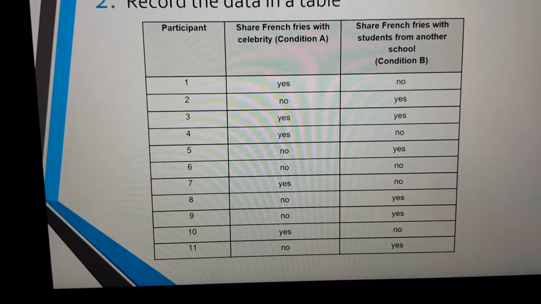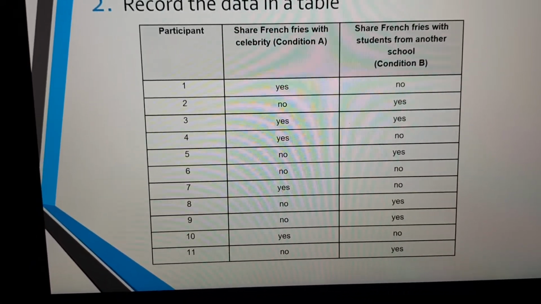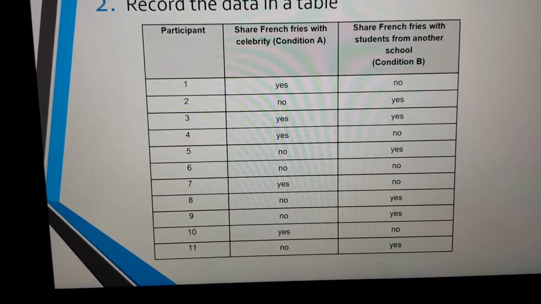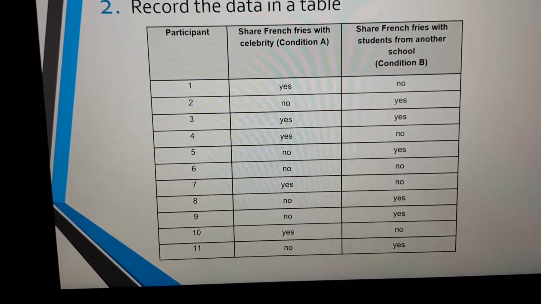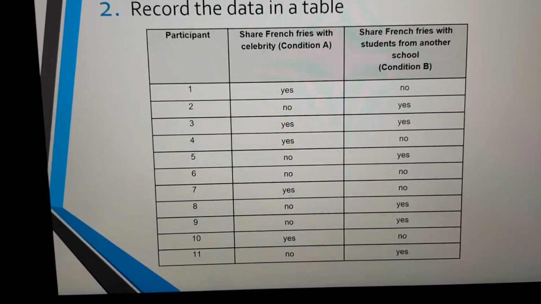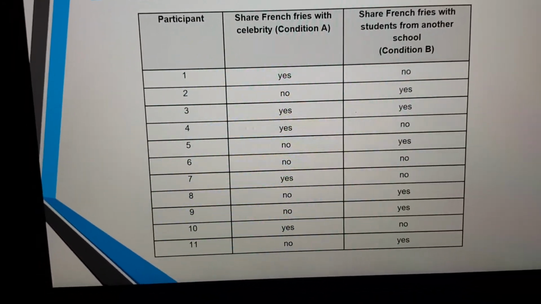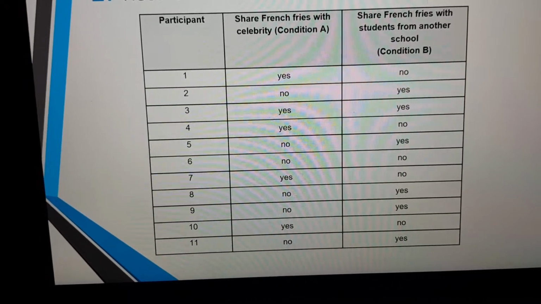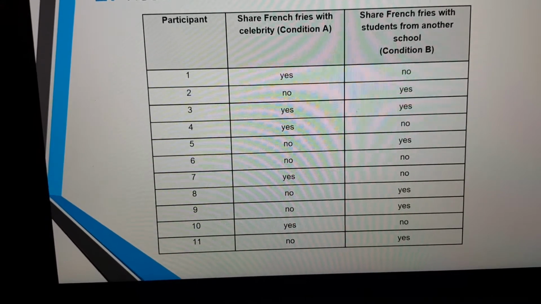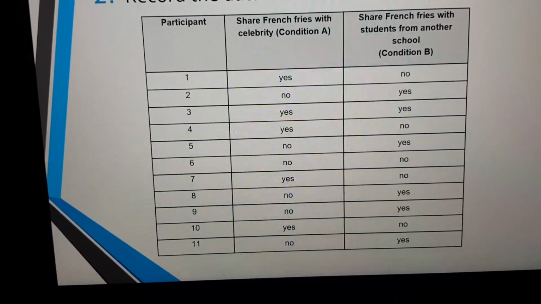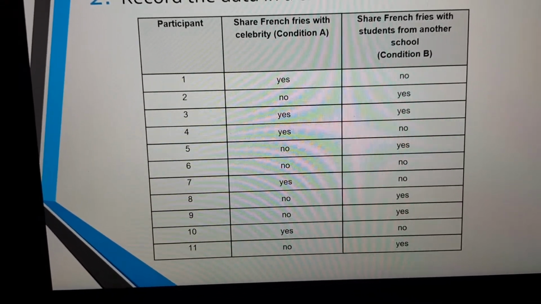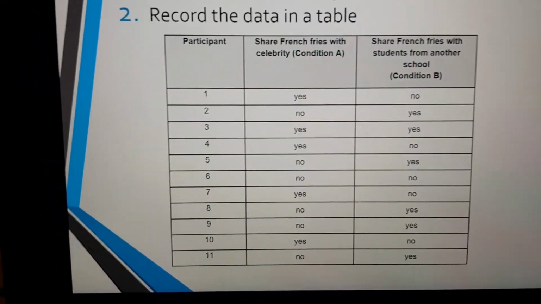Will you share your French fries with a celebrity? Will you share your French fries with a student from another school? So as you can see, the data's related. They're two scores from the same individual. So we've got a repeated measures design. We're testing for difference between the two conditions. So that's another reason why we'd use binomial sign. And then our third reason is that the data is nominal. We've got the category of yes or no. So there's our raw data.